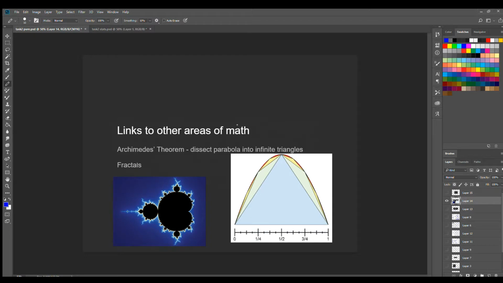Other links to areas of math would be Archimedes' theorem, where this parabola is filled with an infinite amount of triangles, so there's 1, 2, 3, 4, etc., until there's infinitely small ones. Another one is fractals, where the shape itself repeats in very small ones, so like another one here, and it just repeats itself.